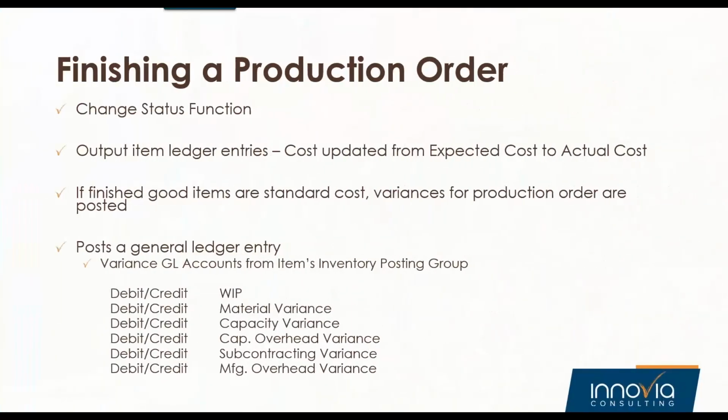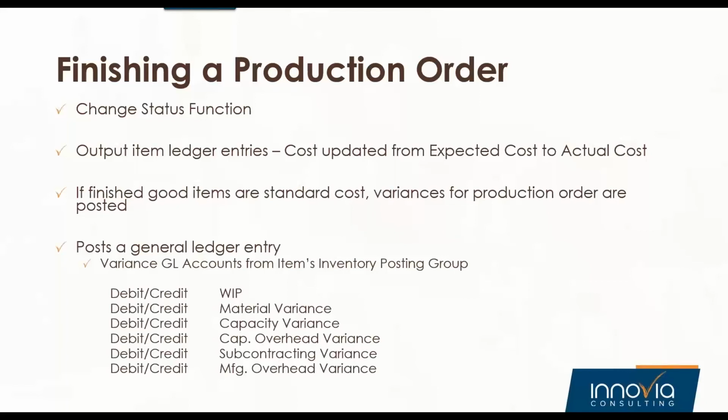All right, let's look at the final step of finishing a production order. Again, this is done with the change status function on your released production order page. A few of the things it does upon finishing: one, your output item ledger entries, it updates that cost from expected to actual.